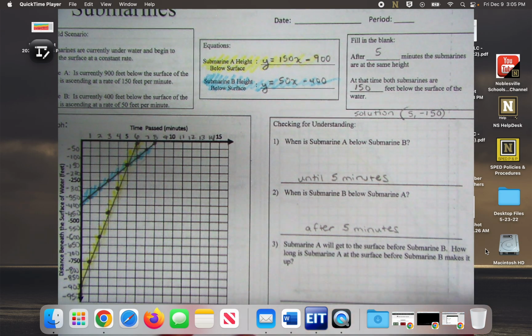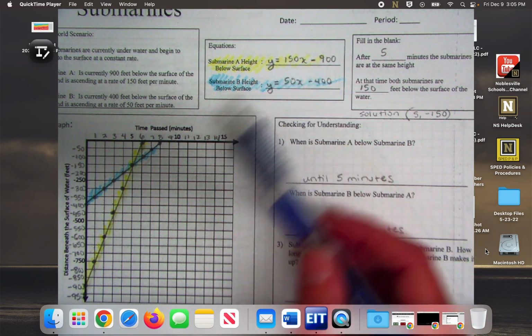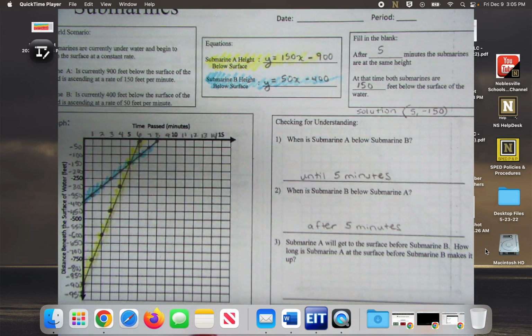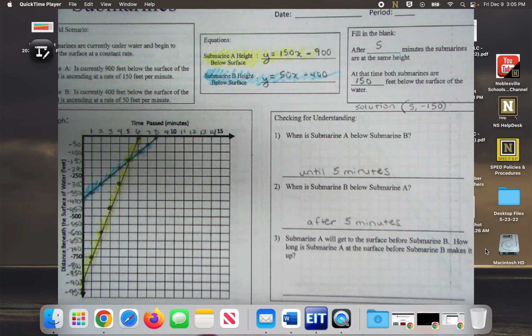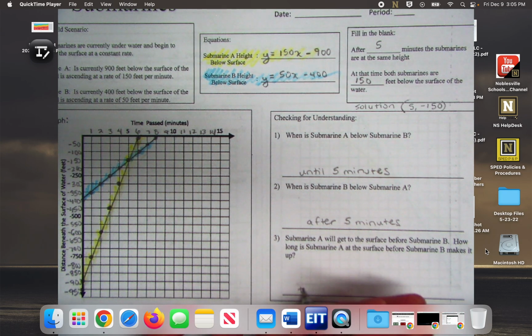What are the colors? You know, when like the A and the B. Yeah, so you can keep track of which equation is which. So how long is submarine A at the surface before submarine B? 2 minutes.